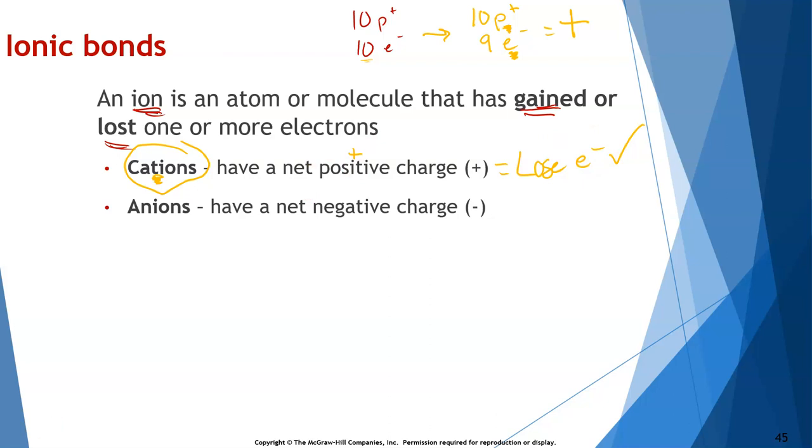Let's look on the flip side. If you were to gain an electron, we still have 10p, but now we have 11e. So this is going to lead to an overall negative charge. That's an anion. Anions have net negative charges, and this is what happens when you gain an electron. If you're not a fan of onions, you think they leave a negative taste in your mouth, then maybe anion kind of is related to onion.